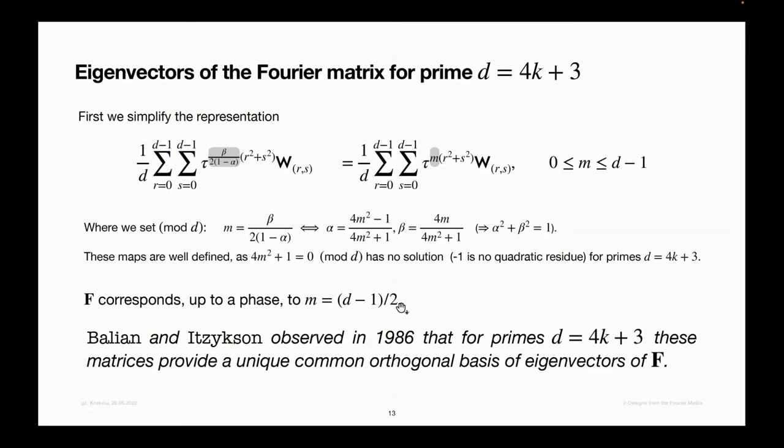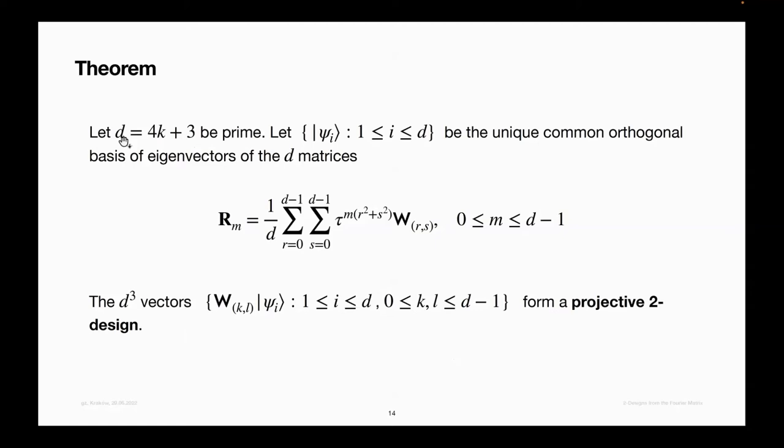Okay, and now we come to the main theorem of my talk. The main theorem of my talk is the following. Let D be a dimension that is a prime of the form 4k plus three, and let the psi i be the unique common orthogonal basis of eigenvectors of these matrices. You then generate D cubed vectors by applying the D squared Weyl-Heisenberg matrices on each of these eigenvectors. Then you get a projective 2-design. That's the main result stated here.